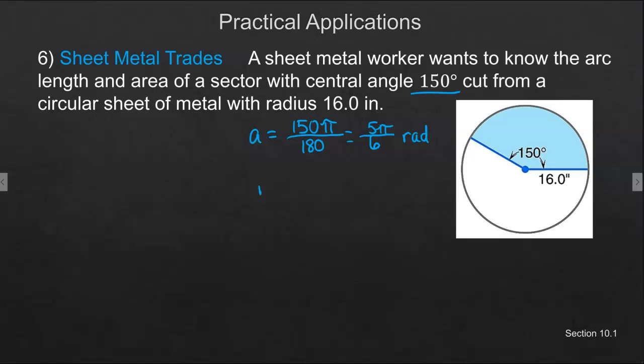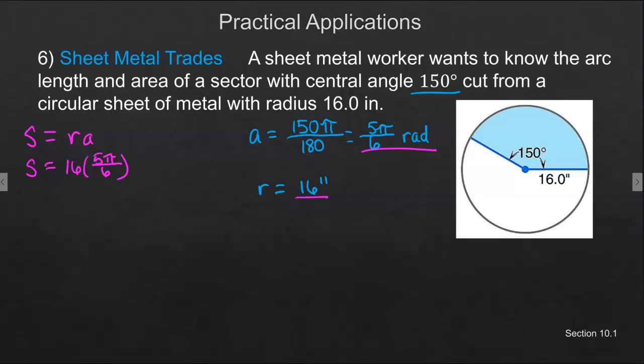Now, my radius is just 16 inches. All right, so we're going to find S, which is our arc length, and let me write that formula down. S is the radius times A. We just figured A, right? There's my A, and here's my radius. I simply multiply that and I know my arc length. So I take 16 times 5 pi divided by 6.